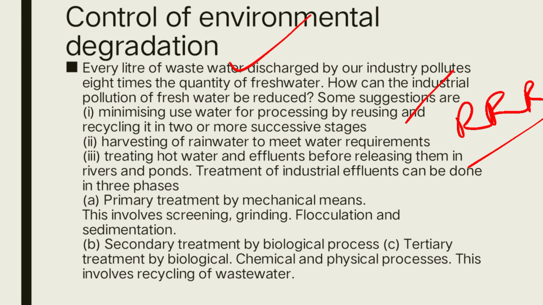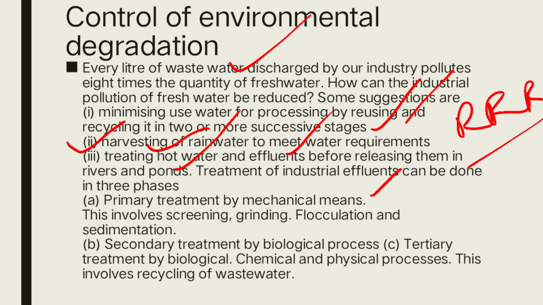Number one, harvest the rainwater to meet the water requirement. Rainwater harvesting. Treating hot water and the industrial effluents or waste even before they are released into the water bodies, river and ponds. Treating them through three methods: primary, secondary, and tertiary methods. Primary, number one, by mechanical means involving screening, grinding, flocculation, sedimentation.